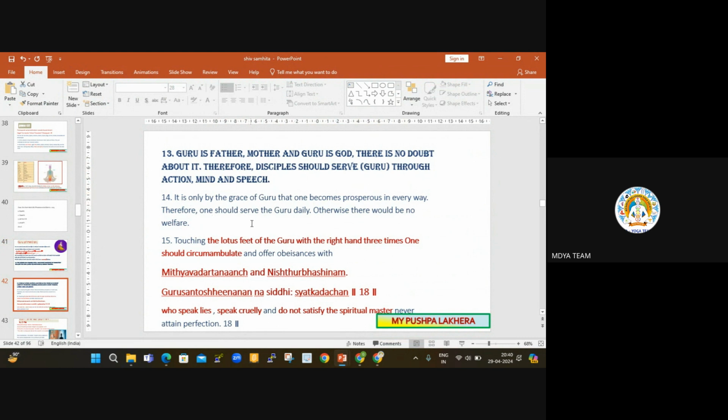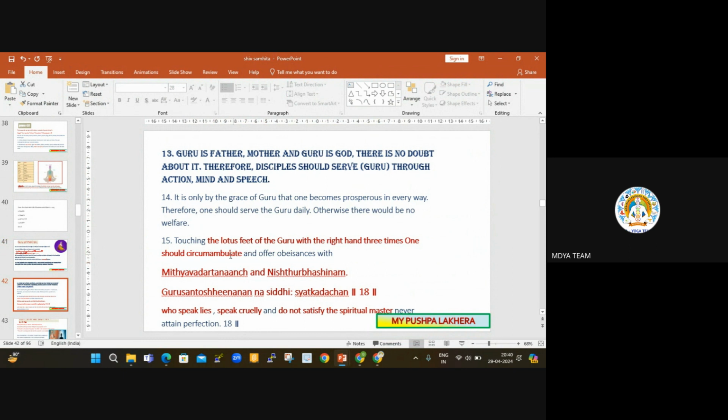Then again it is stated, it is only by the grace of the Guru that one becomes prosperous in every way. Therefore, one should serve the Guru daily, otherwise there would be no welfare. So the same things are told again and again. Touching the lotus feet of the Guru with the right hand, one should go around him three times.